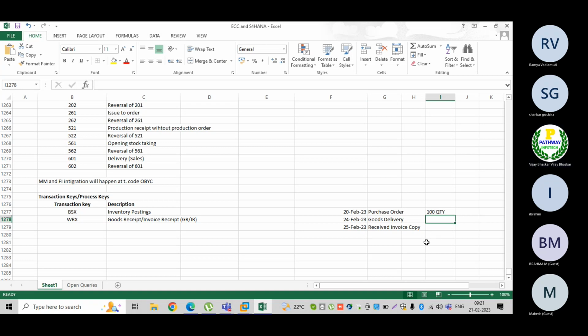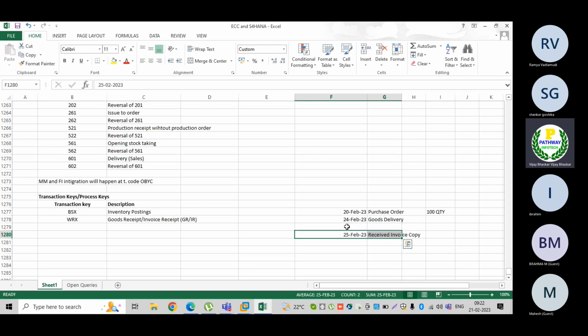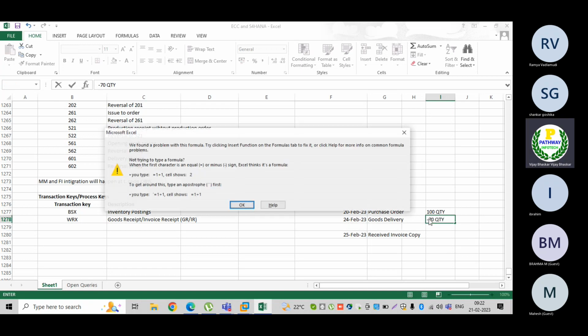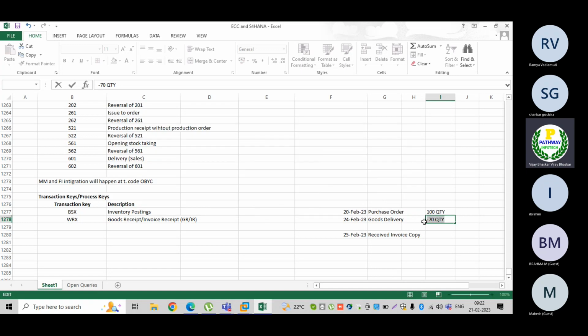Then what will happen? I will drag this one, put it down here. Then what will happen on 24th of February? From this 100 quantity, they have delivered around 70 quantity. What will happen here? Here still yet to deliver. They still have to deliver 30 quantity.